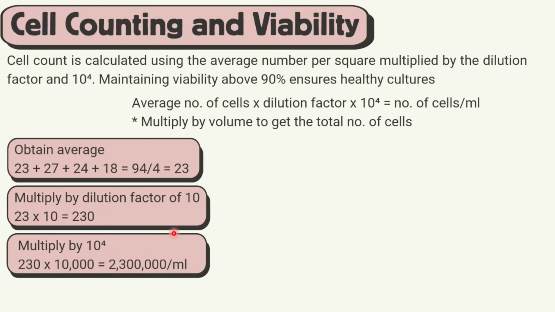Thereafter, we multiply that by 10 raised 4, which is the volume of the counting chamber. In other words, when you count, you're actually counting the number of cells in 10 raised 4 mil of the suspension. And thereafter, we multiply by the volume that we added into the hemacytometer to get the total number of cells. So let's just assume we put just 1 mil or 2 mil of our cell suspension into the hemacytometer. That would just be this 2.3 million per mil multiplied by 2 to get the actual total number of cells. And this is how you count cells. Remember, you are counting the viable cells that did not take up the trypan blue dye.